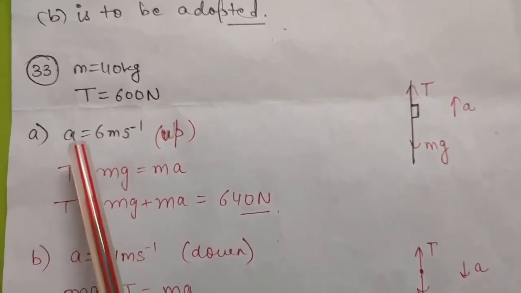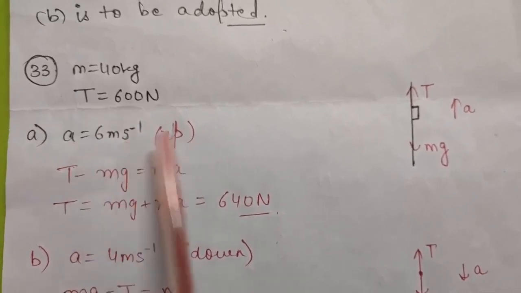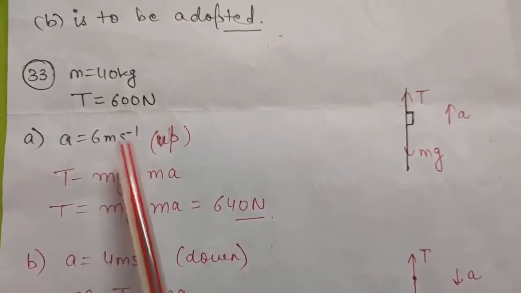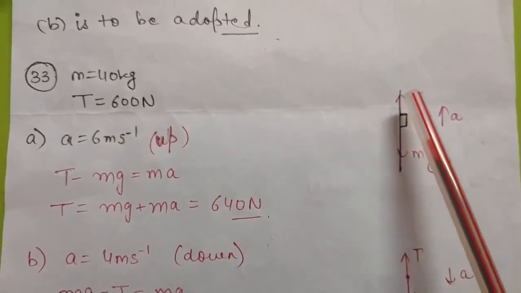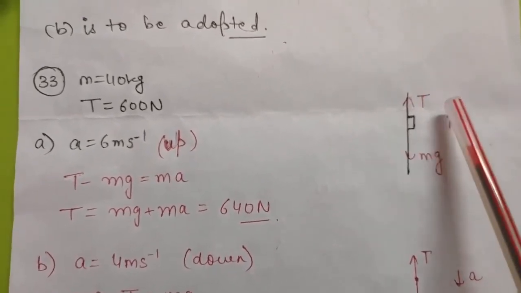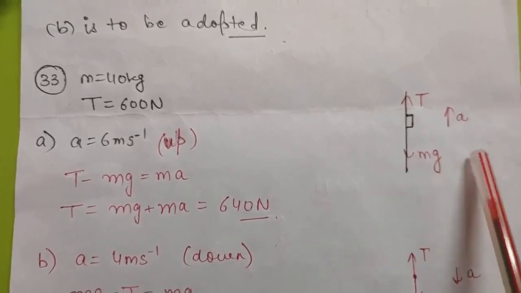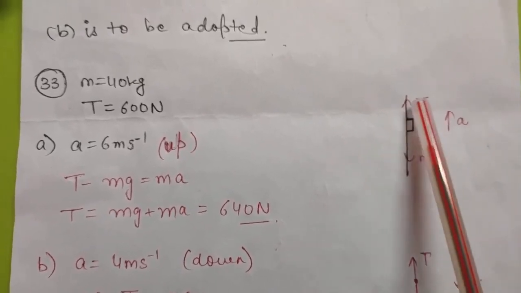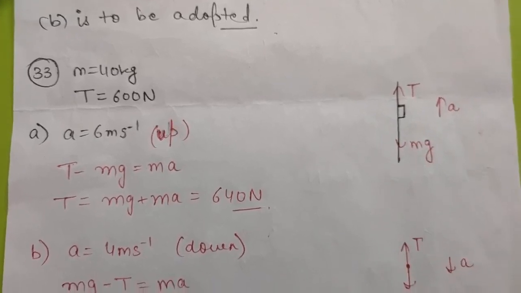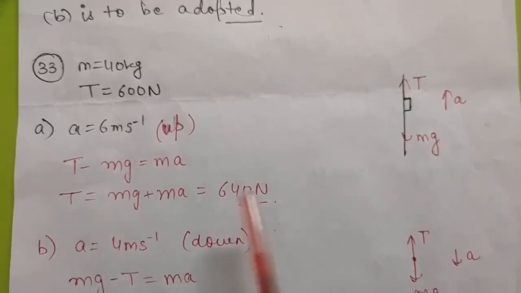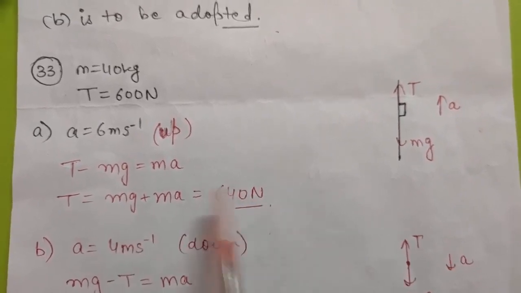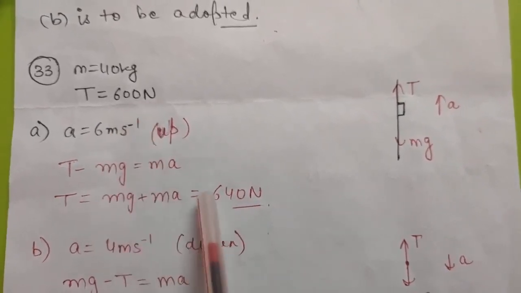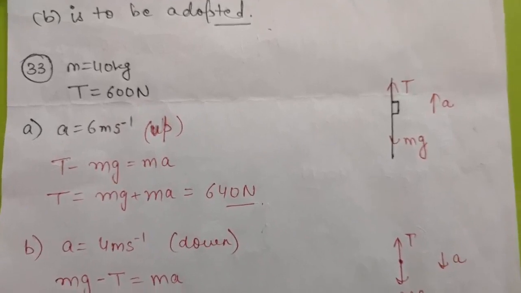The first case is if the monkey is moving upward with an acceleration of 6 meters per second squared. So its weight is acting downward, tension in the rope is acting upward, and the monkey is going upward with acceleration a. Just form the equation of motion: T minus mg is equal to ma. From here calculate the value of T, that will come to be 640 newtons. That means this tension is greater than the bearable tension, so the rope will break in this case.